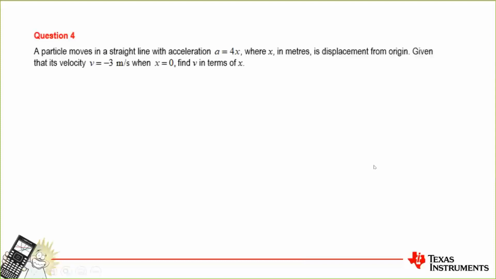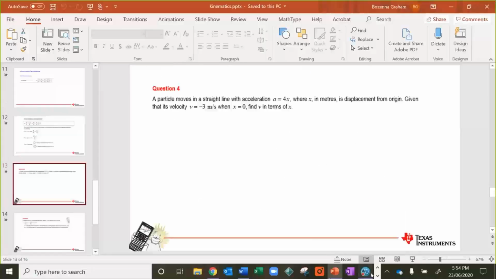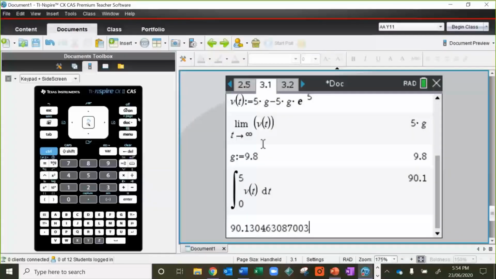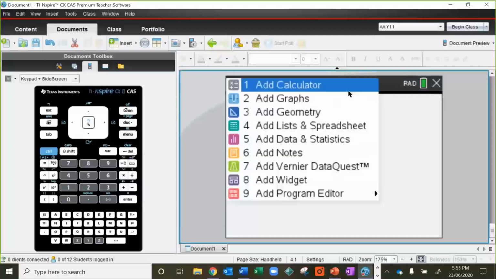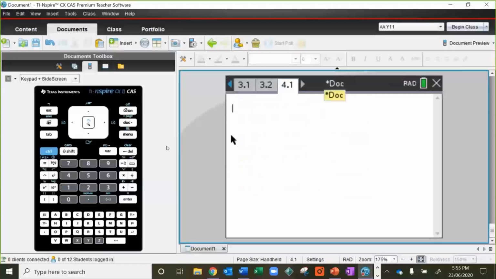Oh, my calculator froze momentarily. Okay, go back. So let's go insert new problem, and I get the calculator, and I will use dsolve again.